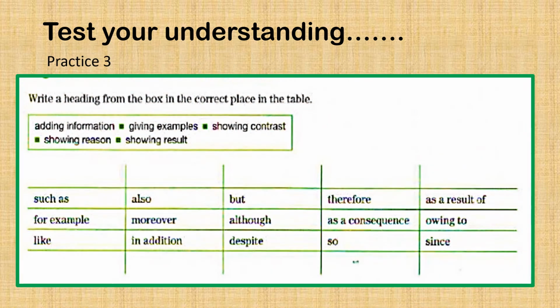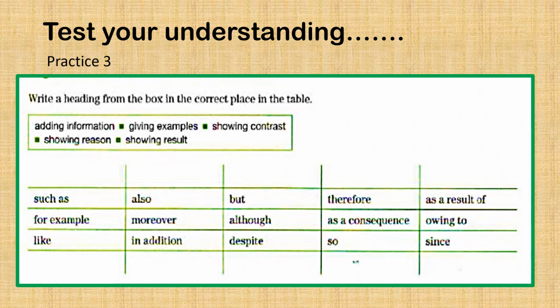All right, this is a table and it has 5 sections. Now, can you see this box? Okay. There are 5 headings there. What you have to do is write a heading from the box in the correct place in the table. That means you have to transfer the headings into these 5 categories. Okay, let's look at the first one.